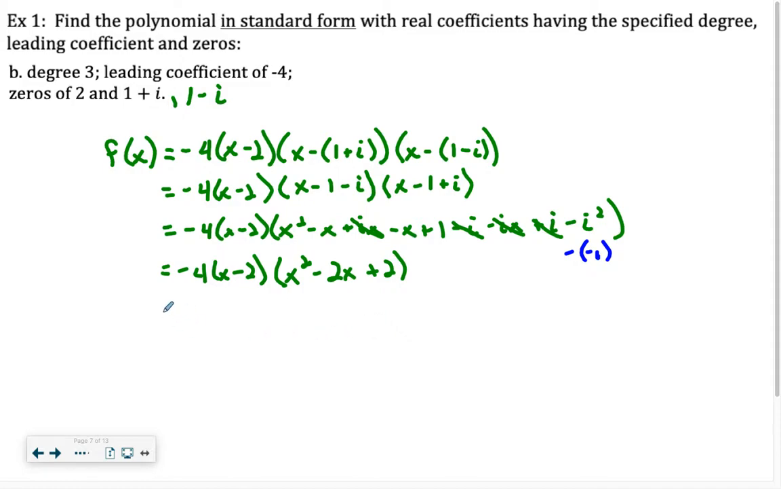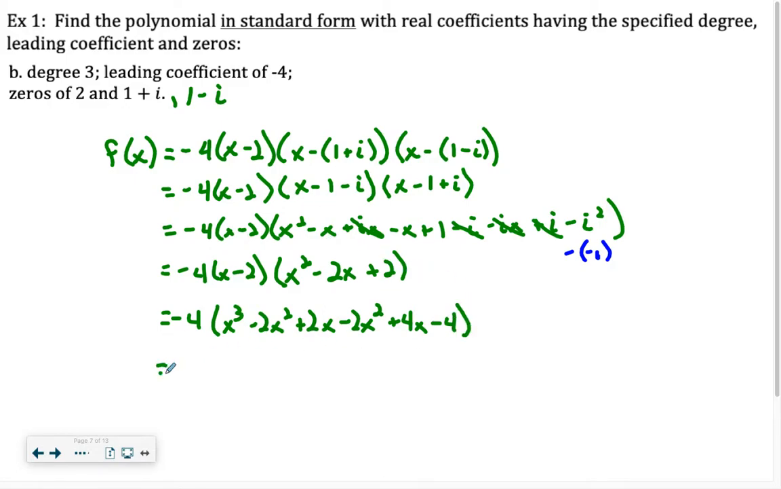All right. So now I can multiply this binomial times this trinomial. So x times x squared would be x cubed. X times negative 2x would be negative 2x squared. X times 2 would be 2x. Then negative 2 times x squared, minus 2x squared. Negative 2 times negative 2x would be plus 4x, and negative 2 times 2 would be minus 4.